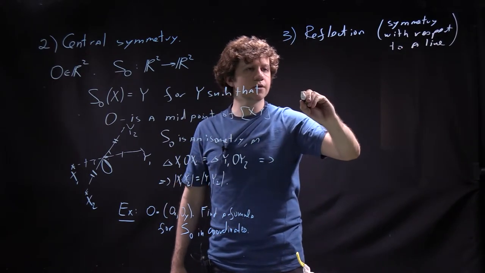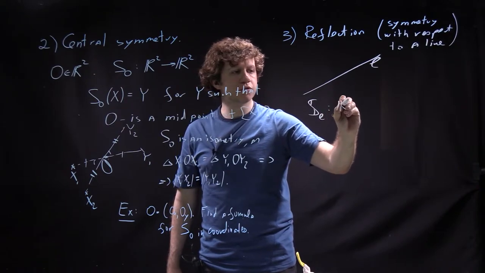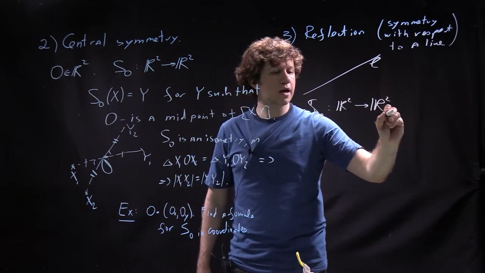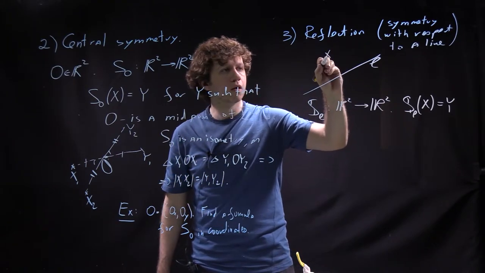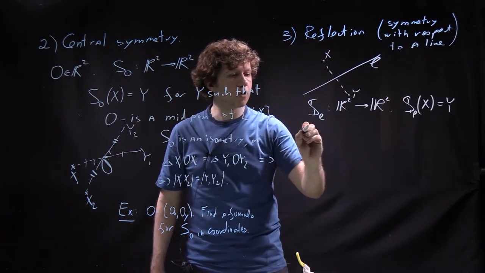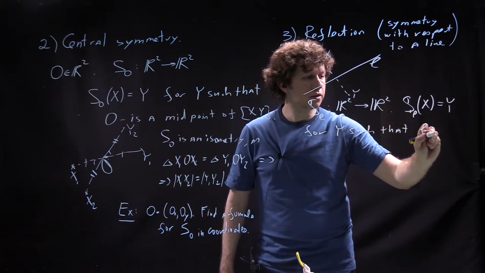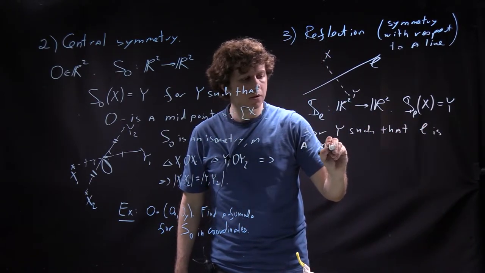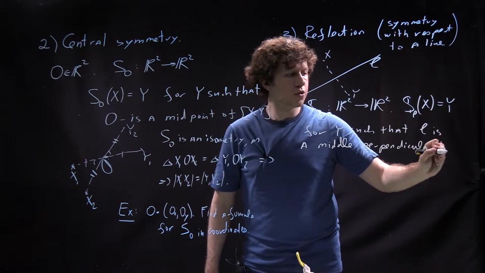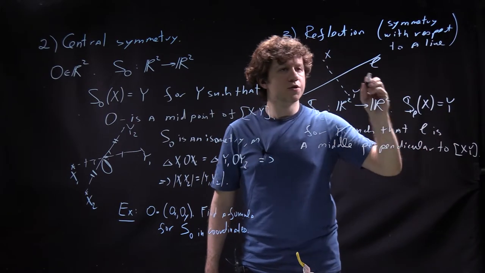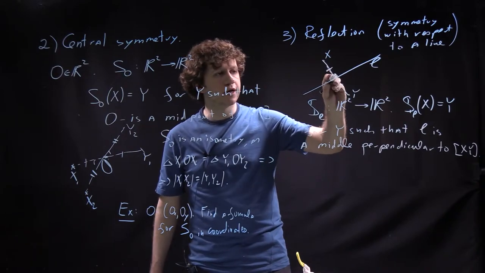So consider a line in the plane, so that's a line L now. And then S_L is a map from R2 to R2. S_L of x equals y, for a point y such that L is a middle perpendicular to the segment XY. So basically, L passes through the middle of the segment XY and is orthogonal to it.